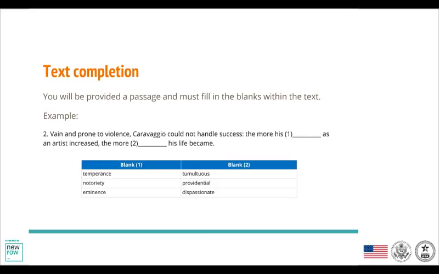In the last clause, the more blank his life became. And we had both tumultuous and dispassionate. I think either of those could work, but I think that in this case, the GRE is looking for tumultuous. So the more his notoriety as an artist increased, the more tumultuous his life became.